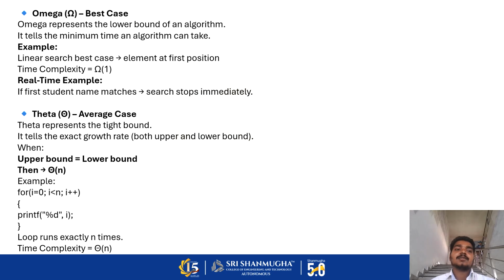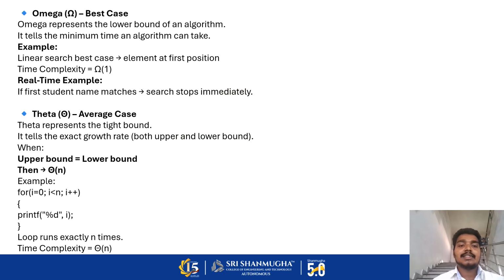Next is the best case, which is called Omega. Omega represents the lower bound of an algorithm. It tells the minimum time an algorithm can take. For example, in linear search, the best case is when the element is found at the first position, so the search stops immediately.